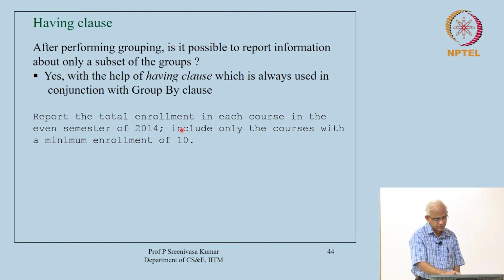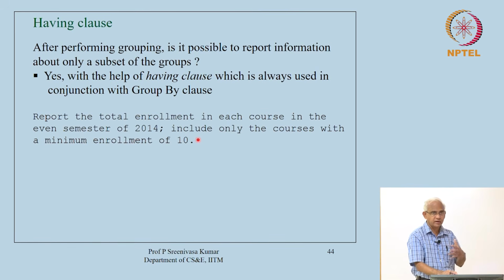Now, obviously, this condition that include only courses with minimum enrollment of 10 can only be applied after you get the aggregate function, after you get the count of the number of students in that course, right. So, after you do the grouping, then you get the value, then that value should satisfy certain condition. That is what we are querying here.